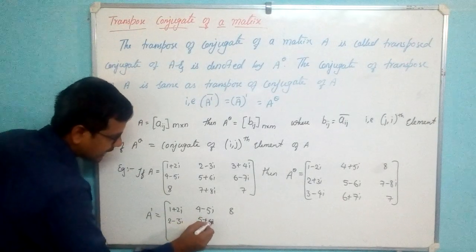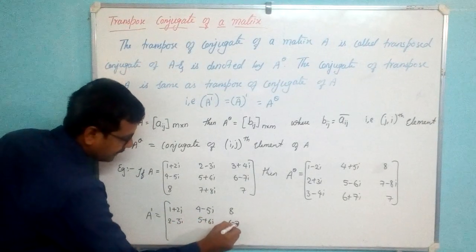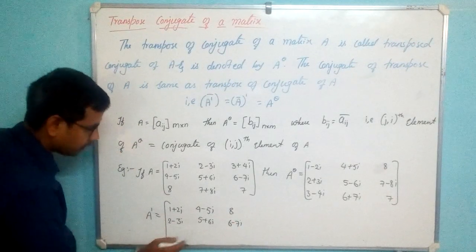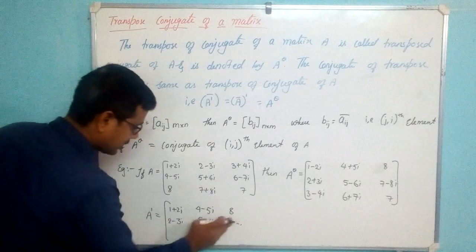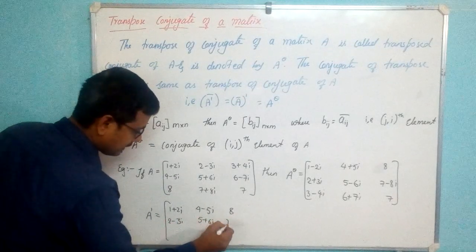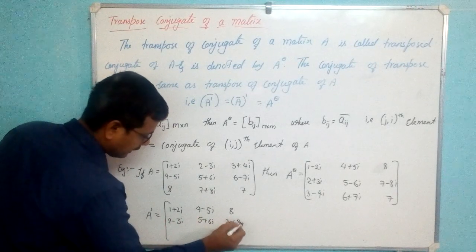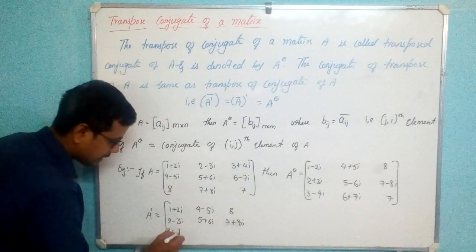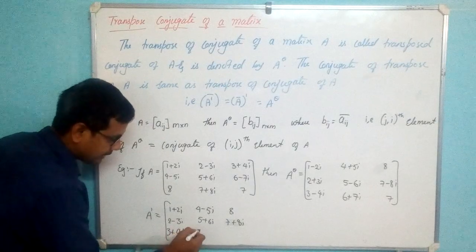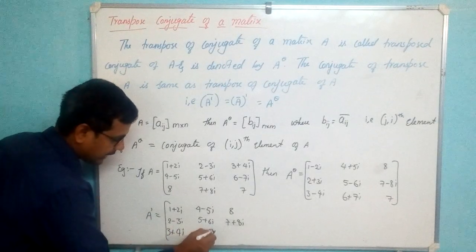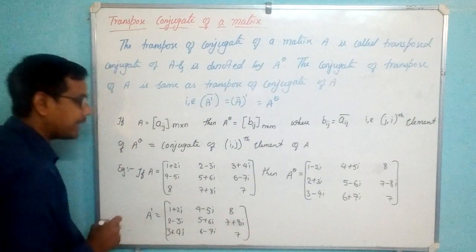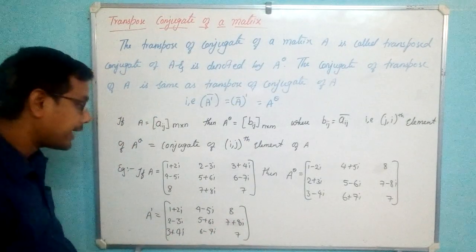plus 6i, then 6 minus 7i, and here, sorry, 7 plus 8i, then this will be 3 plus 4i, 6 minus 7i, and this is 7 as it is. This is what? A transpose.